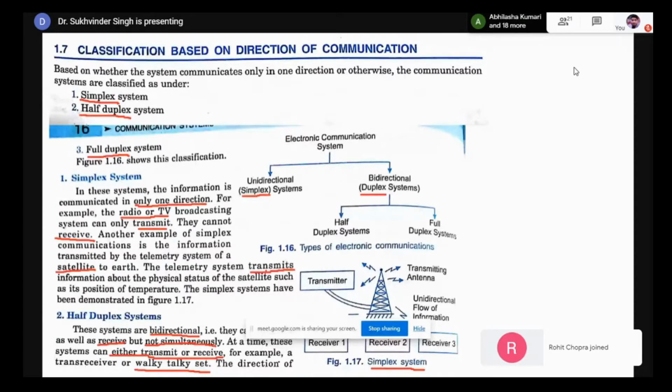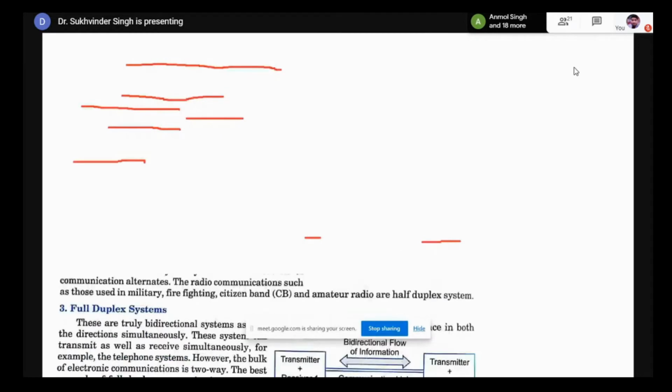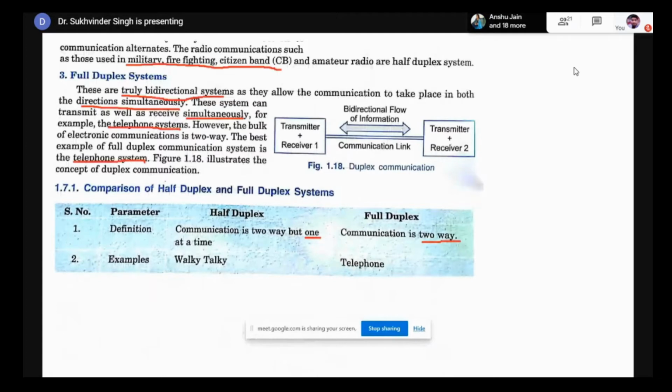The second user will speak after the first user, and then the first user will listen and the second user will speak. So communication is both ways, but it is limited: it is not simultaneous communication both ways at the same time. Now the third one is the full duplex system, in which we have bidirectional communication, and the communication can take place between both transmitter and the receiver at the same time.